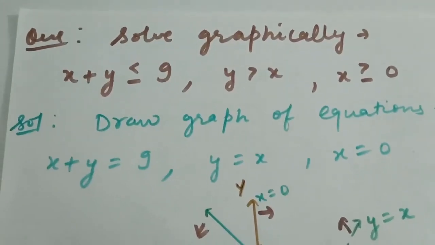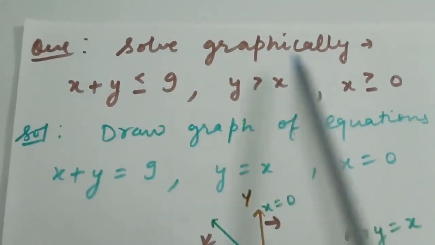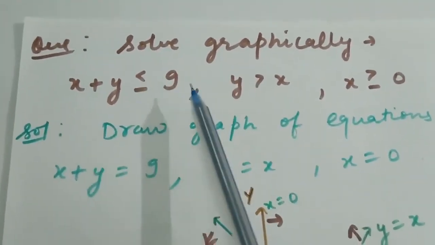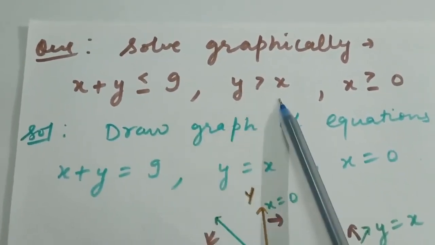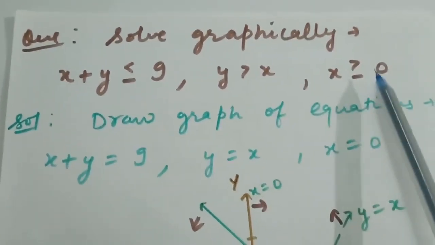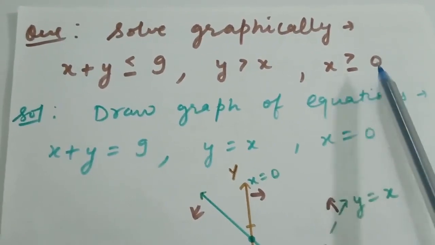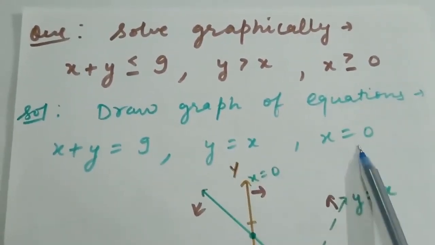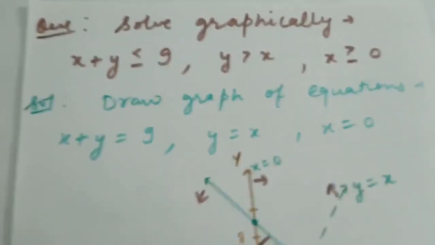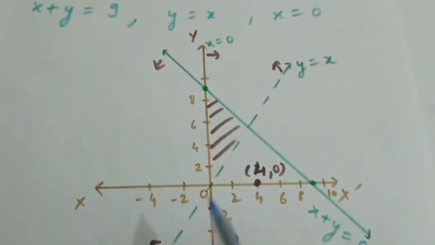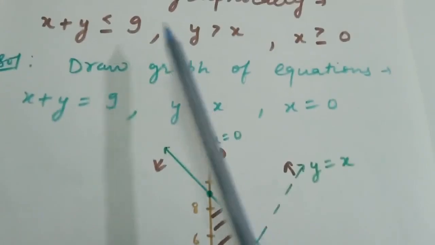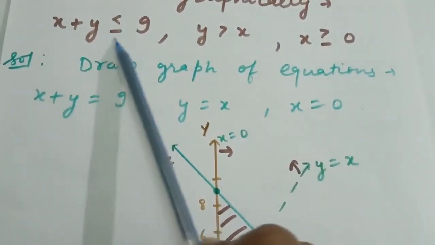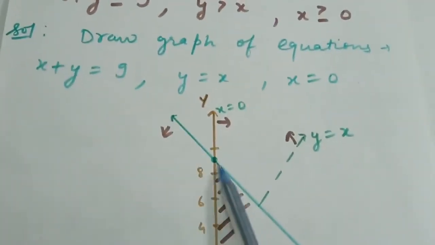Let's take one more question. Solve graphically: x plus y is less than or equal to 9, y greater than x, x is greater than or equal to 0. So for this, first of all, draw the graph of these three equations, right? So the graph will be, as you see, for this equation, equality is also there. So we will draw the dark line.